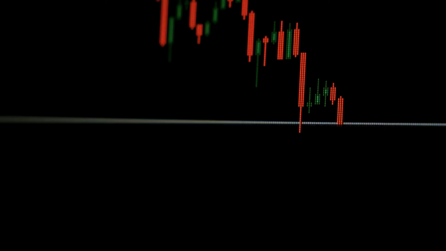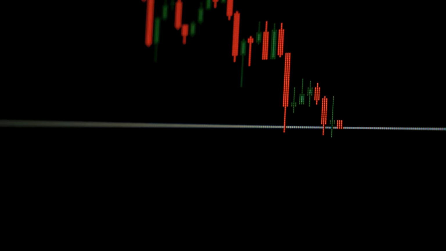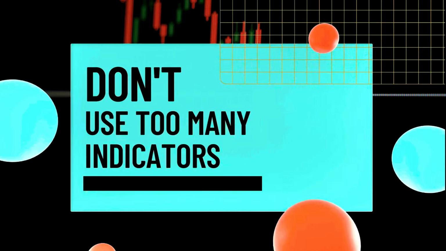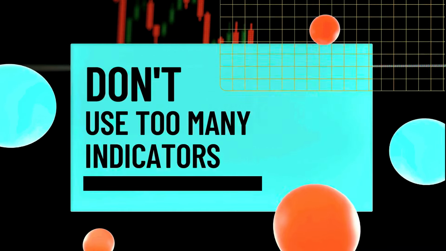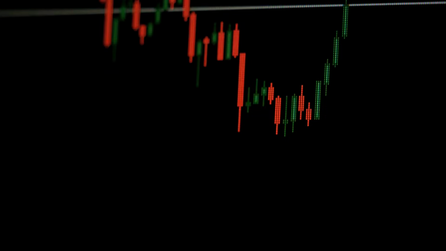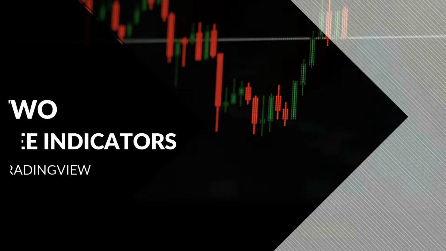Here's a straightforward approach. To begin with, many traders make the mistake of using too many indicators, leading to confusion. It's better to stick to just a few reliable indicators that work well together. To make things easier, we'll focus on using two free indicators in TradingView, since many traders use the free version.